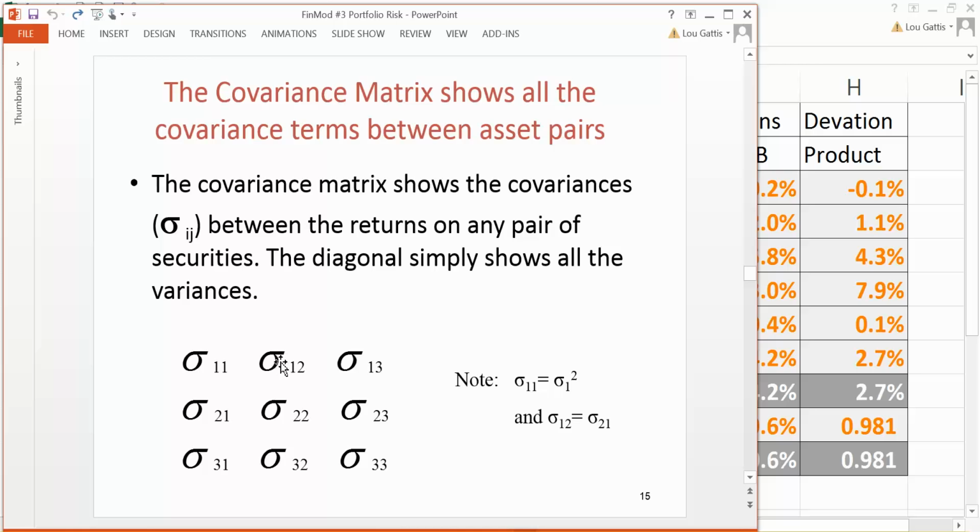Also notice that sometimes we don't even need to show both off diagonal sets, because the covariance between 2 and 1 is the same as 1 with 2. 3 with 1 is the same as 1 with 3, and 3 with 2 is the same as 2 with 3.